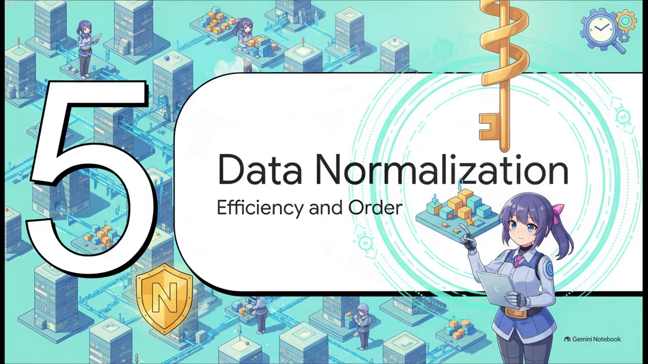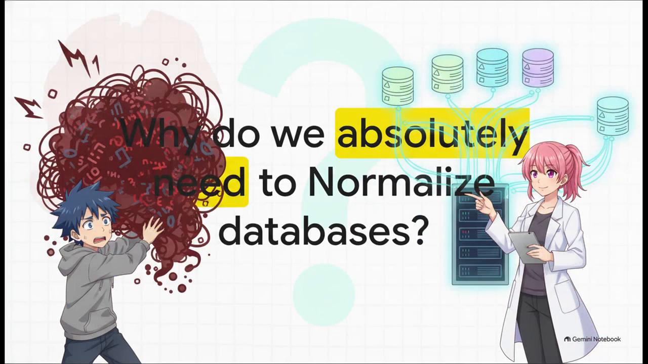And finally, Section 5, Data Normalization. We've reached the polish. This is the ultimate process of organizing our tables to achieve absolute efficiency. You might be sitting there thinking, especially if you're used to Excel, why can't we just throw all our data into one massive flat table? Well, the answer is to prevent absolute catastrophic chaos when you try to update records. A massive, unnormalized database becomes bloated, painfully slow, and a total nightmare to manage.